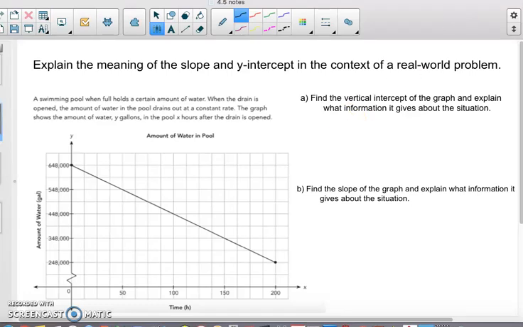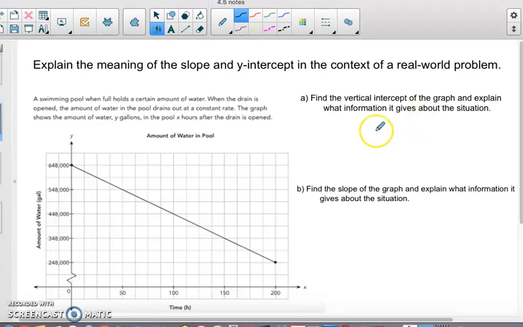Our first example is about explaining the meaning of the slope and the y-intercept in the context of a real-world problem. A swimming pool, when full, holds a certain amount of water. When the drain is open, the amount of water in the pool drains out at a constant rate. The graph shows the amount of water, y gallons, in the pool, x hours after the drain is opened.